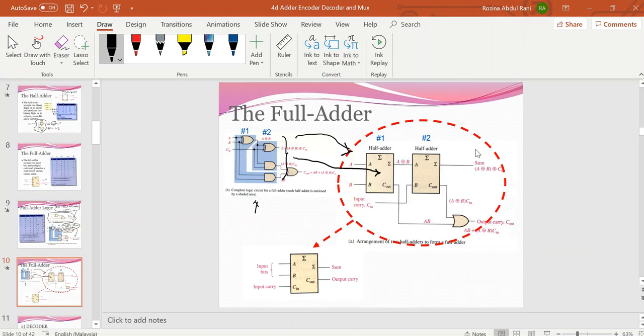So this is the first half adder, and this is the second half adder. And this schematic diagram also can be represented by a single block diagram of full adder. So all this schematic diagram can be represented by a single block diagram of full adder.